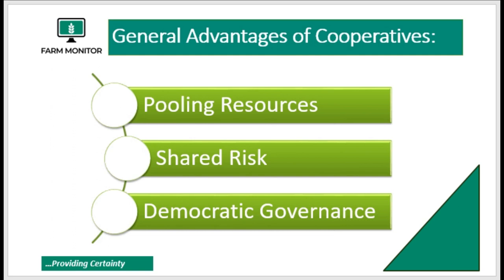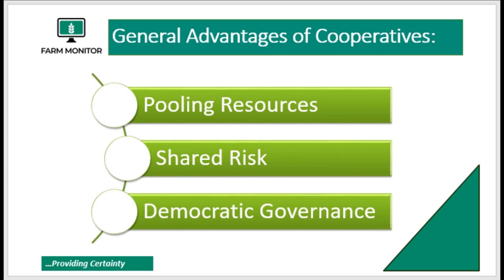General advantages of cooperatives include number 1, pooling resources. Cooperatives of all types enable members to pool resources, which can lead to cost savings, better access to capital, and more significant purchasing power. Another advantage is that of shared risks. Members can collectively manage and mitigate risks. This reduces the burden on individual members when they face challenges like market fluctuations or natural disasters.